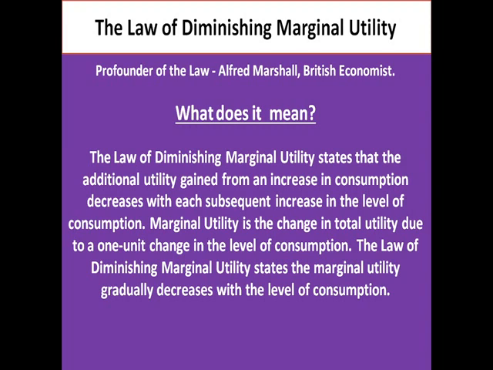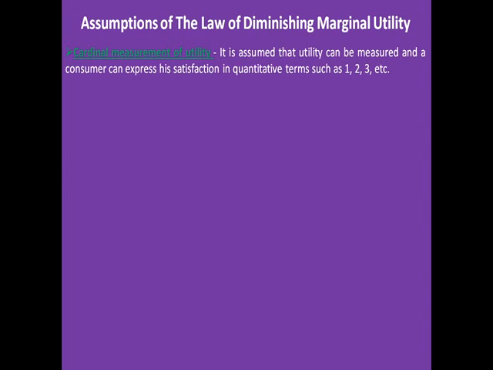Now there are certain assumptions based on which this law has been developed. What are these assumptions? So we have certain restrictions. These are the assumptions. First of all, it is the cardinal measurement of utility, and we discussed last day that the satisfaction that you derive from the units of consumption can be measured by assigning numerical numbers like 1, 2, 3, etc.